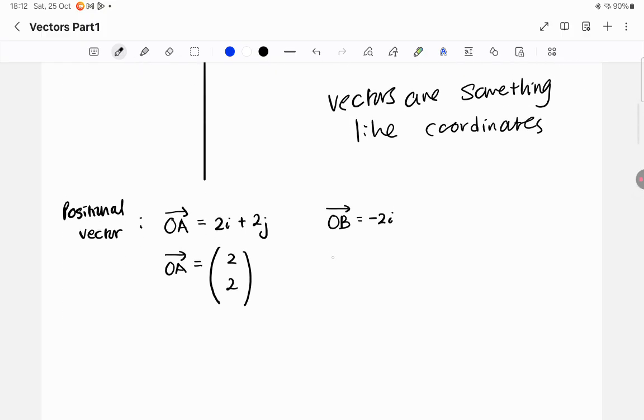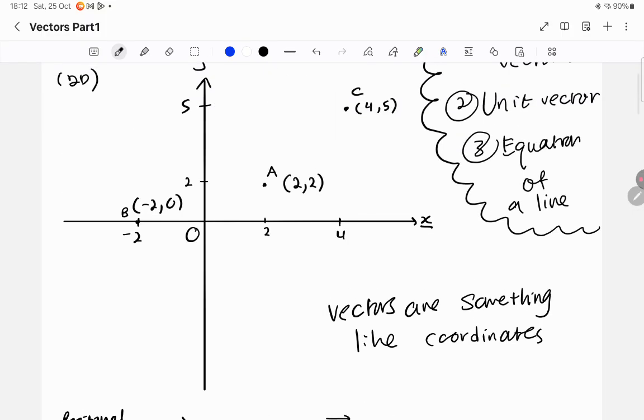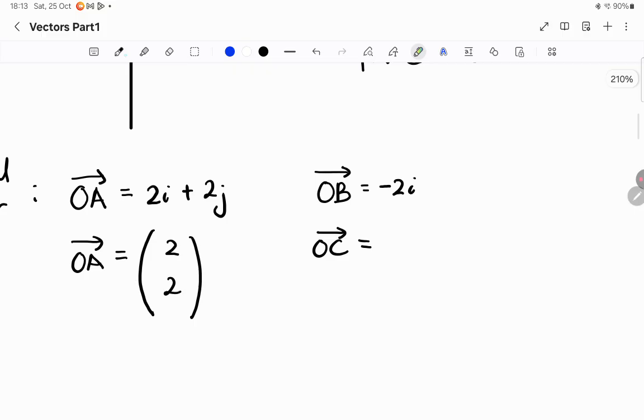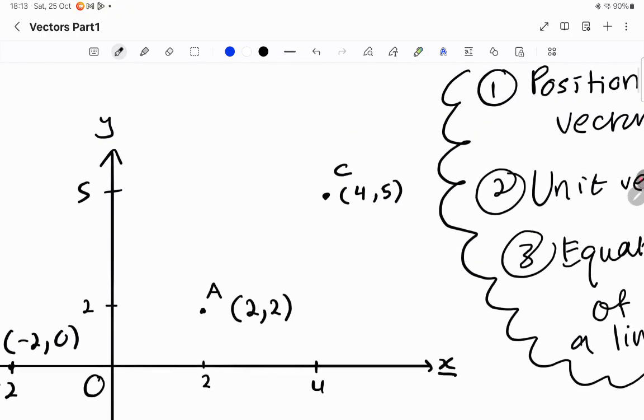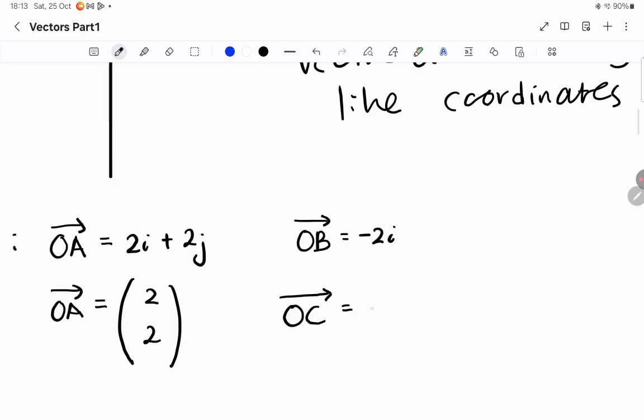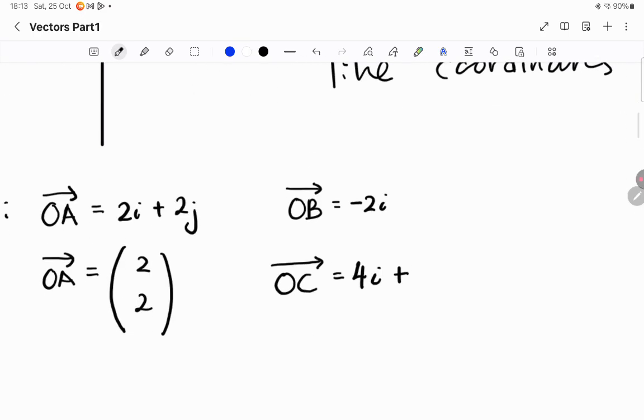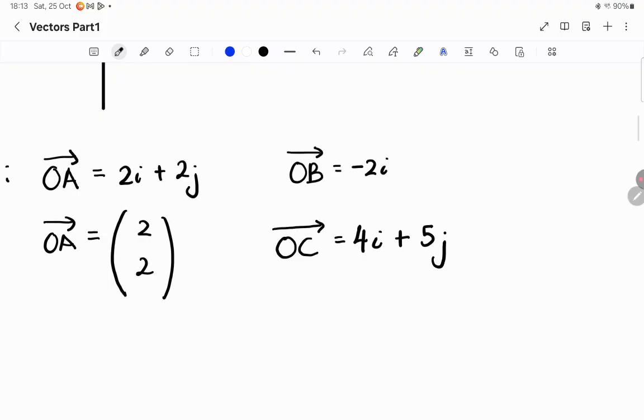And our last one, we have OC. For OC, as you can see here, it's 4 units in the x direction and 5 units in the y direction. So how are we going to write that? Let me erase this again. The position vector starts with O, ends with C, with the arrow on top, and it's 4 units in the x direction. So we're going to write 4i plus 5 units in the y direction, which is 5j.